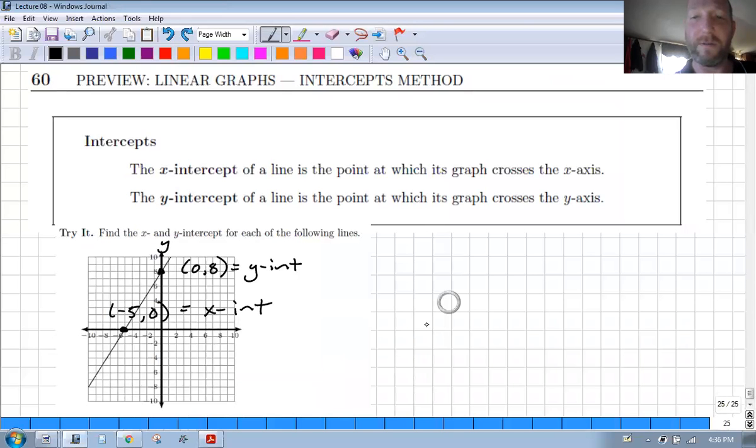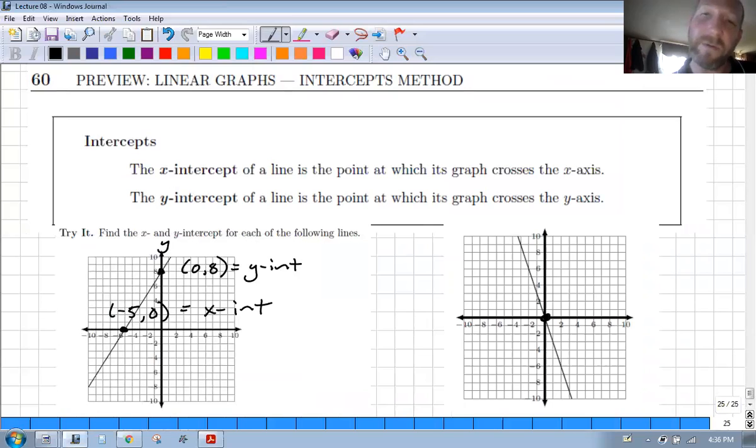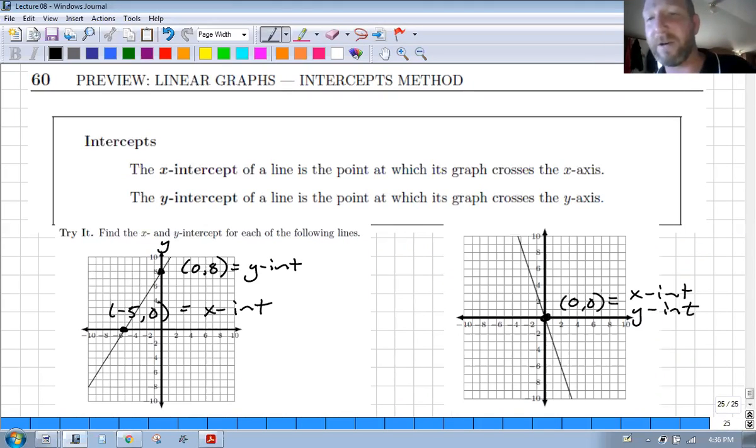What about this dude? It crosses right here, (0, 0). This is both the x-intercept and the y-intercept. It's the origin. That's the only point on the graph that's on both the x-axis and the y-axis.